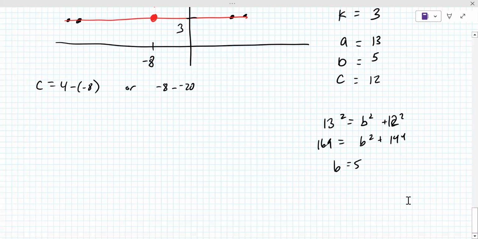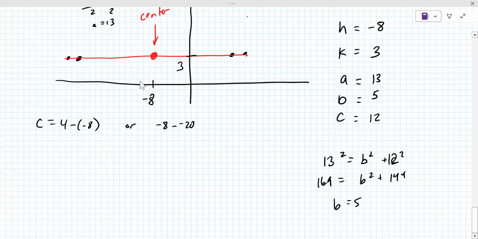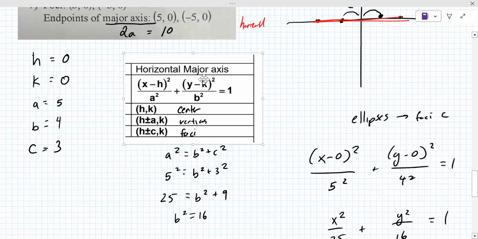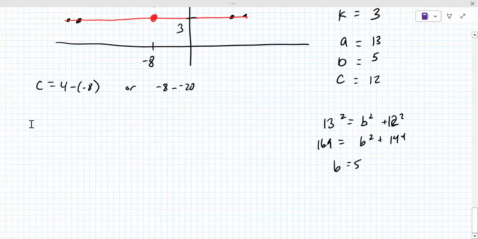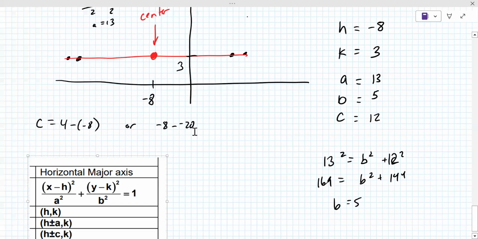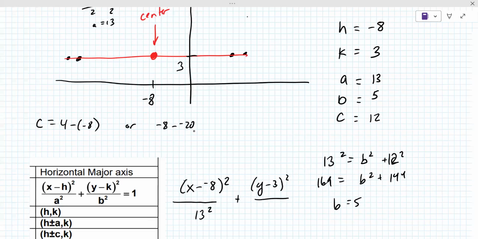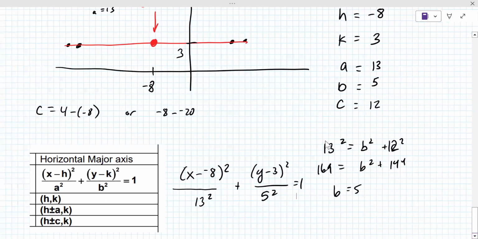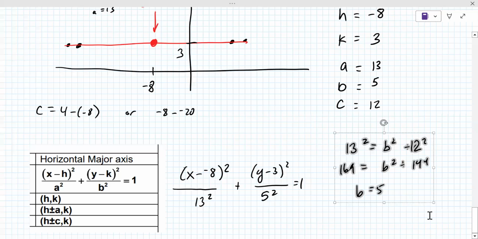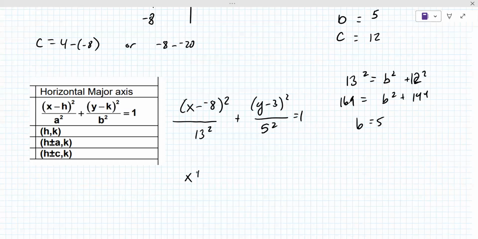Okay, so now that you got those, and you know it's a horizontal axis, you go back and grab your equation here and just put the numbers in. So we get (x minus a minus 8) squared over 13 squared plus (y minus 3) squared over 5 squared equals 1. And you essentially have it. Some instructors really want you to simplify your exponents, some don't.